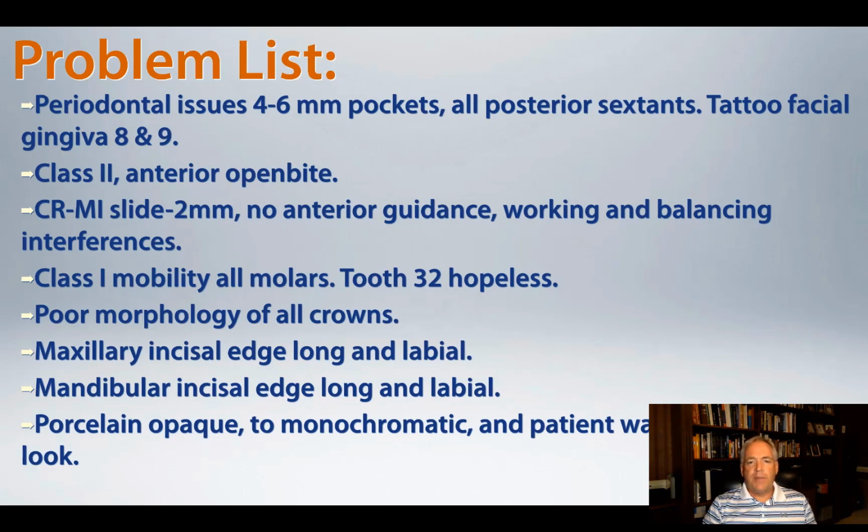She's got 4 to 6 millimeter pockets, some tattooing on 8 and 9. She's got a class 2 anterior open bite. She has no anterior guidance. She's got working and balancing interferences. She's got mobility in the molars. 32 is hopeless. Bad shape of all the crowns. The upper and lower incisors are long and too far out. She doesn't like the porcelain. So where do we even start in a patient like this?